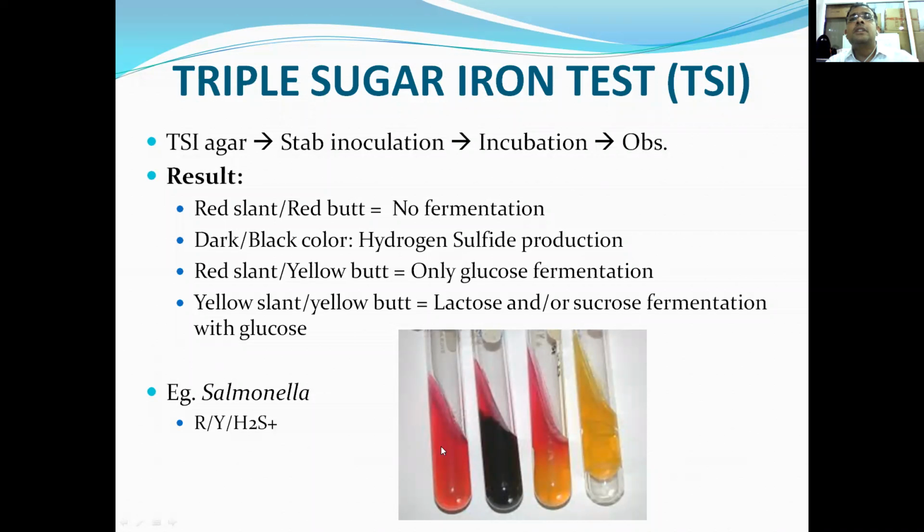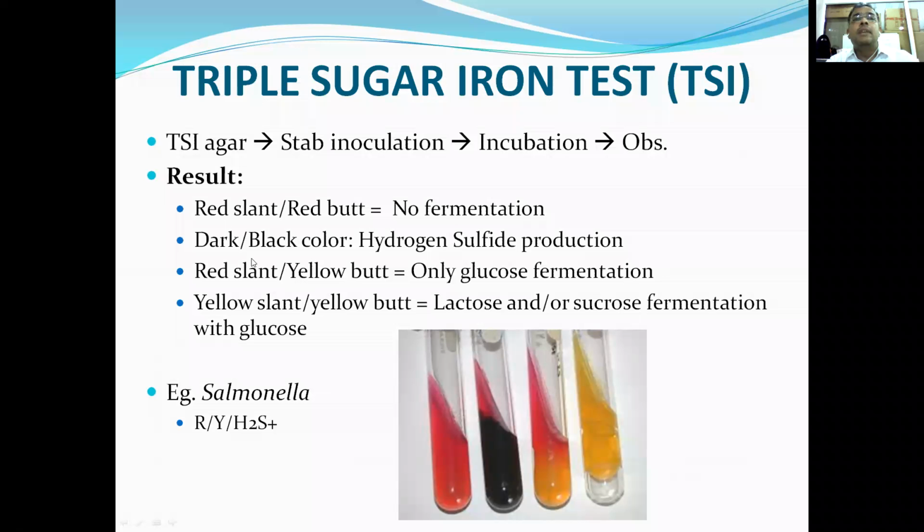Okay, this is a normal uninoculated tube, or an organism which is not fermentative, showing the red butt and red slant. Now, if you see a dark or black color, that is indicative of production of hydrogen sulfide. So such bacteria are producing hydrogen sulfide, and that's why they are positive for H2S production.